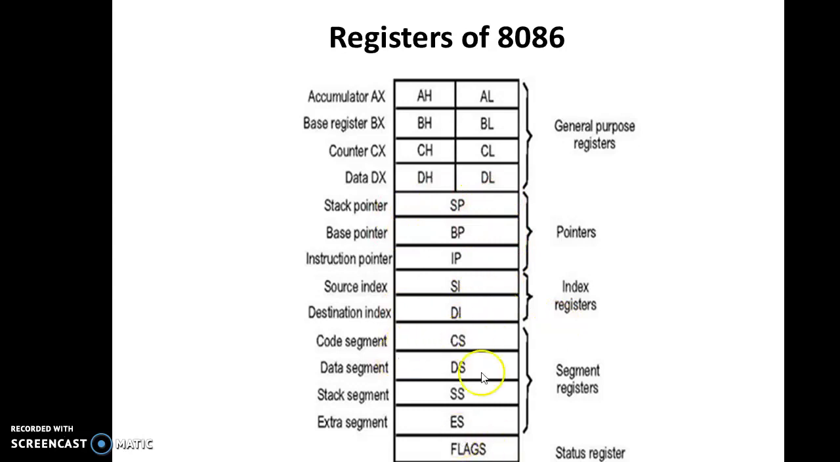Next group is segment registers. As we already discussed, there are 4 segment registers: CS, DS, SS and ES. These registers are used to store the base address of a particular segment. By combining the base address with pointers and index registers, we can generate a 20-bit physical address of a memory location. Next register is the flag register.